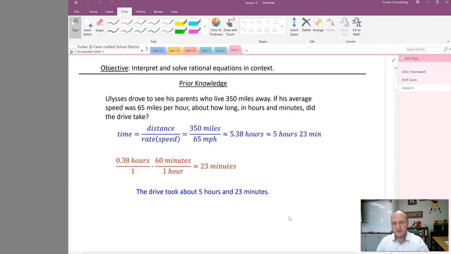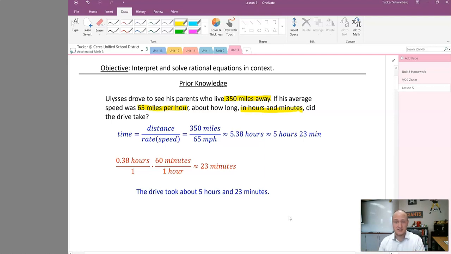Ulysses drove to see his parents who live 350 miles away. If his average speed was 65 miles per hour, how long in hours and minutes did it take to drive? Well, it's important to know that time is equal to distance over rate. If I take his distance, which is 350 miles, and divide by the rate, we get approximately 5.38 hours.